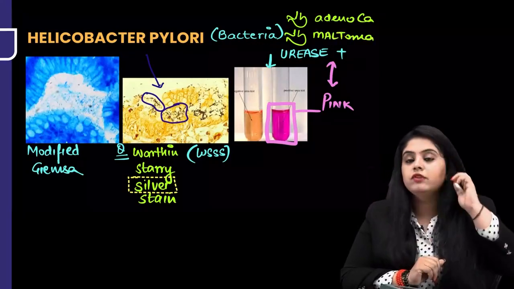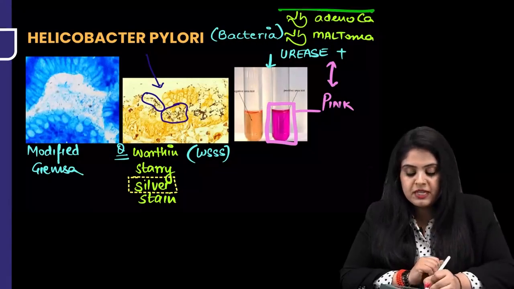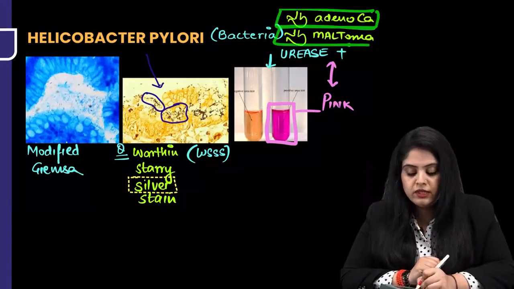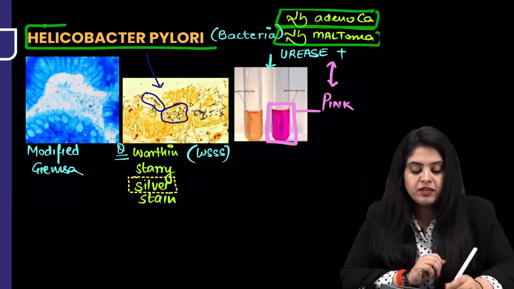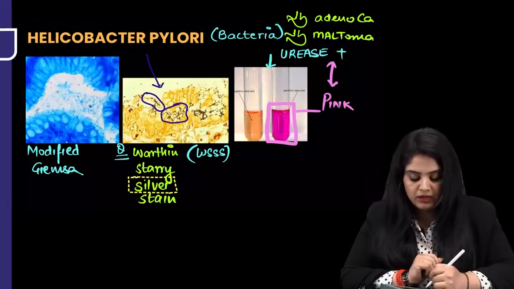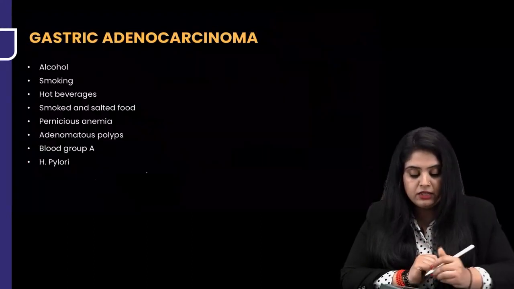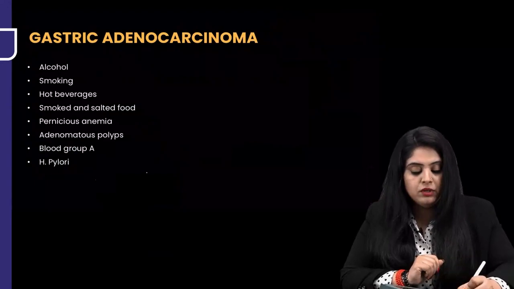So I'm going to teach you both of these first. We are going to first study adenocarcinoma, then we'll go on to the lymphoma, that is MALToma. Both of them are associated with Helicobacter pylori. So starting with adenocarcinoma, first I'll ask you from a surgery point of view, what are the risk factors?